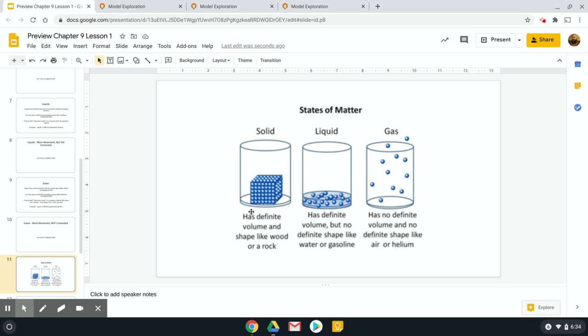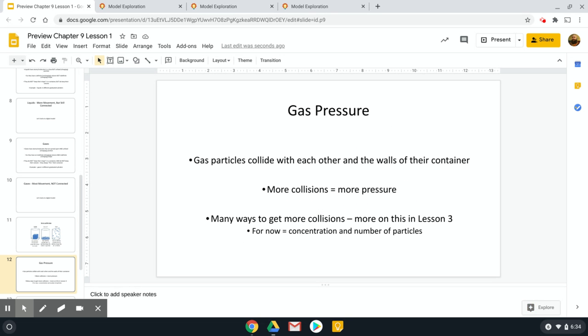Solids have a definite shape and volume, and as you can see, when put into a container, they keep their own shape. Sorry, liquids have a definite volume but an indefinite shape, so they will always kind of take the shape of their container. Gases have no definite volume and no definite shape, so whatever container they're in, they will just spread out and take up the entire container.